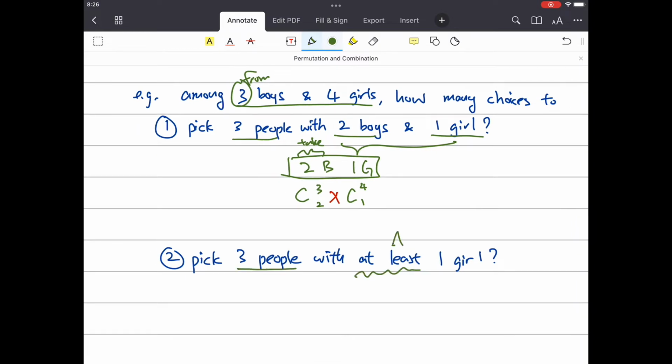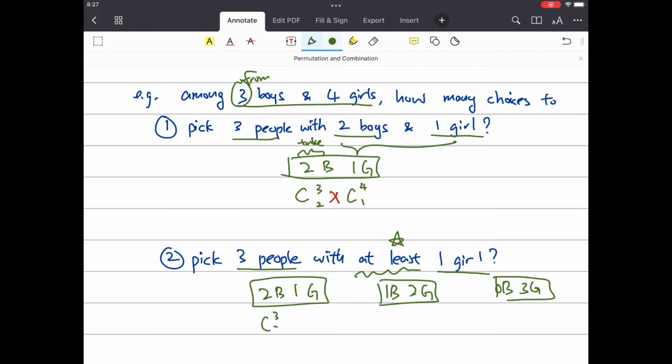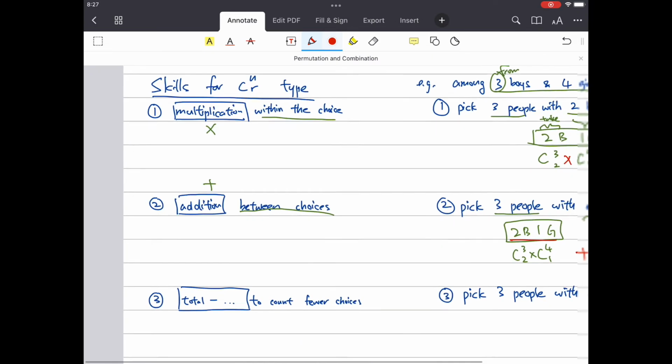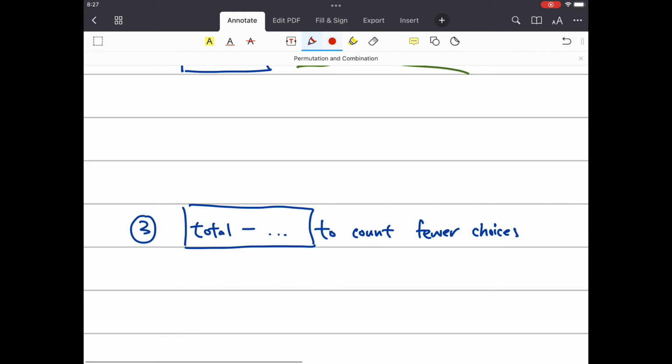For the second case, we pick 3 people with at least 1 girl. So we may have 2 boys and 1 girl, 1 boy and 2 girls, and finally 0 boys and 3 girls. So we have 3 cases. Similar to the first example, you can write down the 3 cases accordingly. So after we have written down the formulas for the 3 cases, because we have 3 different cases, we use addition to add them together. For the last skill, we may use the total number minus the rest of the cases. For total, it means the number of cases without any restriction.